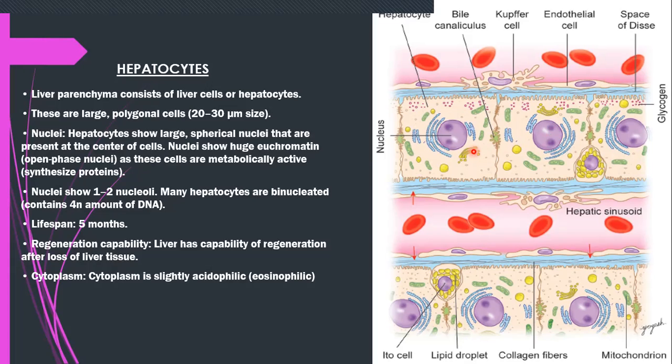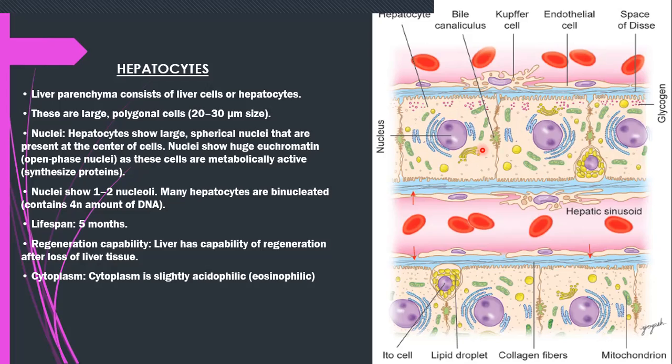the hepatocytes, they are metabolically active. They synthesize proteins such as albumin. Okay, the plasma proteins are synthesized here, so they must be metabolically active. They must have many ribosomes for that.